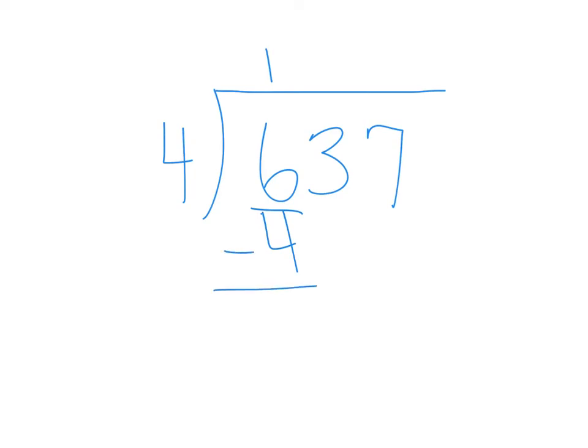6 take away 4 gives me 2. And then now I'm thinking about comparing. Is that 2 less than my divisor 4? And the answer is yes. So I did something right. Now I'm going to bring down. And so my second division problem, it kind of just starts back over. I'm going to write it like that, is 23 divided by 4.